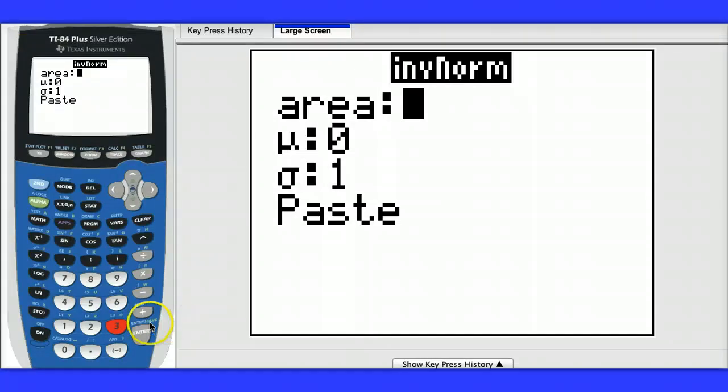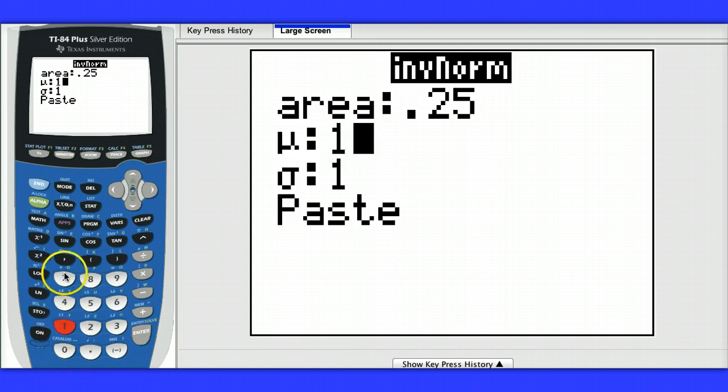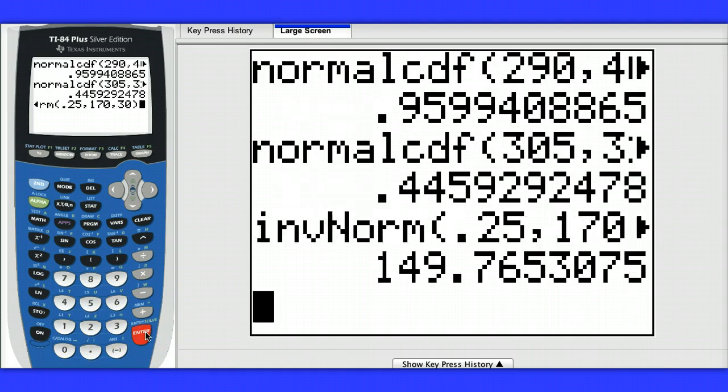So the first quartile is the 25th percentile. I'm going to type in 0.25, and the mean is 170, and the standard deviation is 30. And we go down here to Paste and hit enter. The cholesterol level that corresponds to the 25th percentile is about 149, or almost 150 milligrams per deciliter.